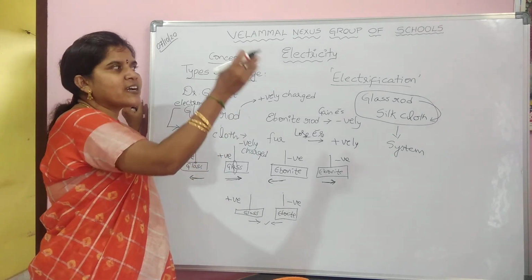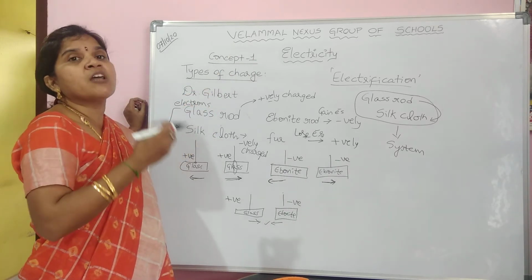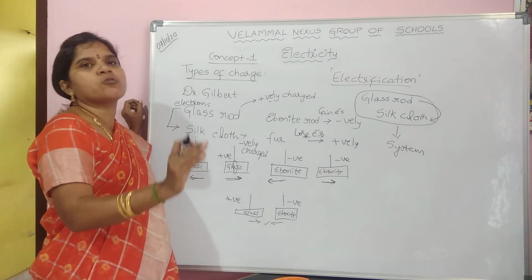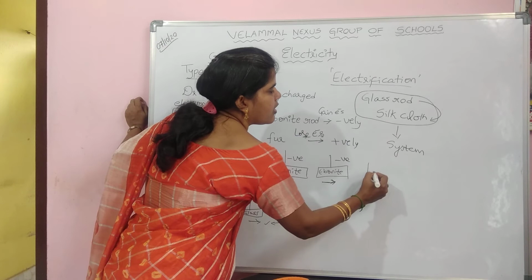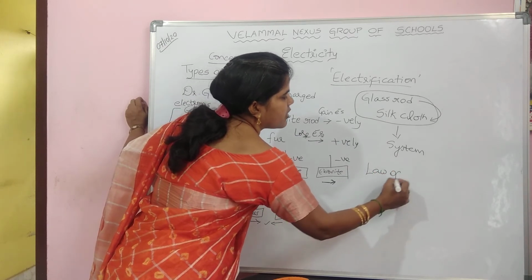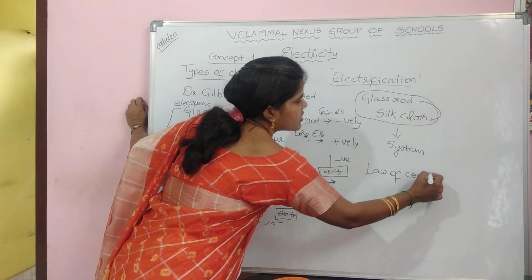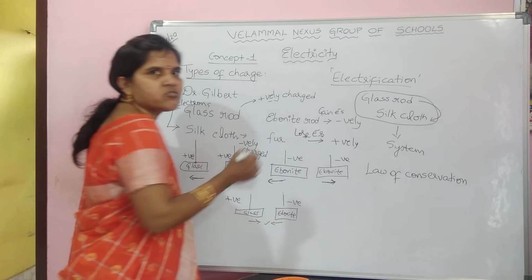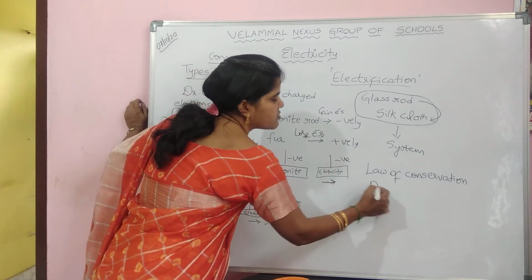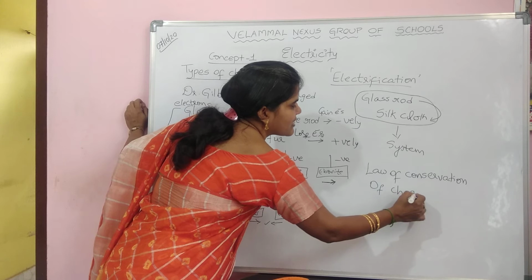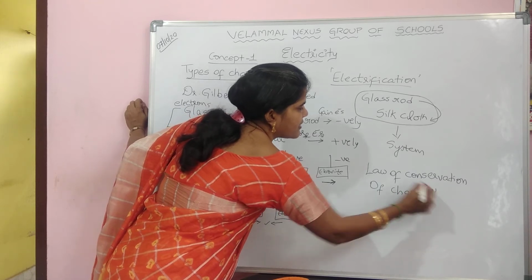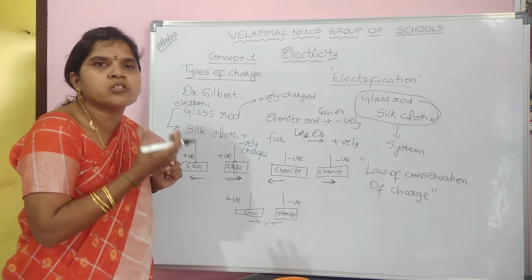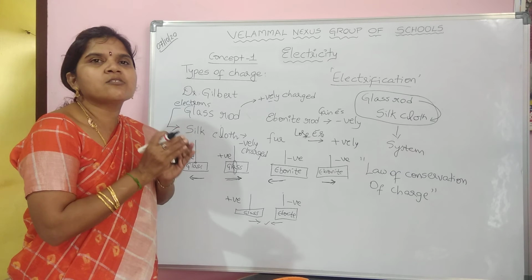That means, if you consider it as a system, the number of charges, the number of electrons present in the system always remains constant. It is known as the law of conservation of charge. What is meant by law of conservation of charge? Conservation means remains constant. What does the law of conservation of charge say? If you consider a particular system, the number of charge carriers, the number of electrons present there remains constant.